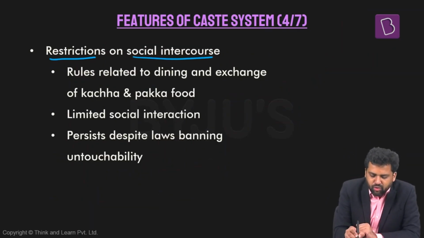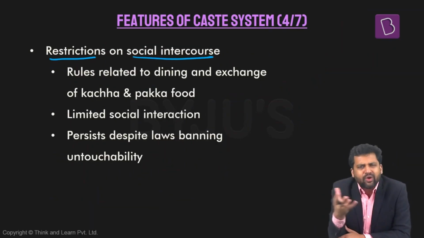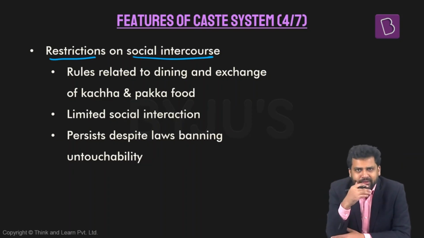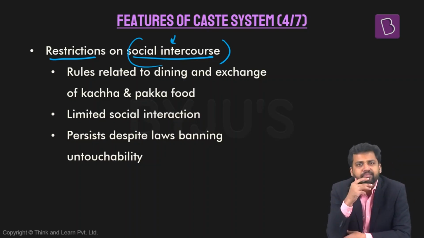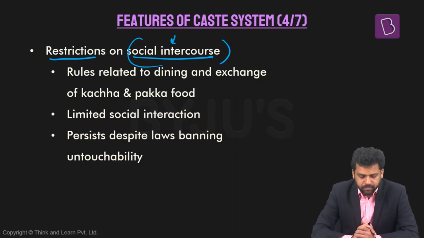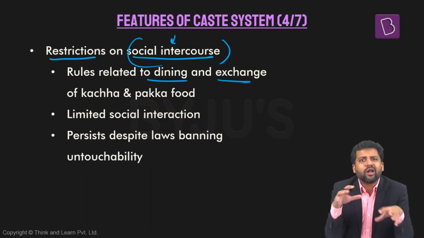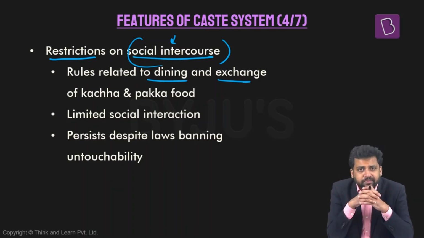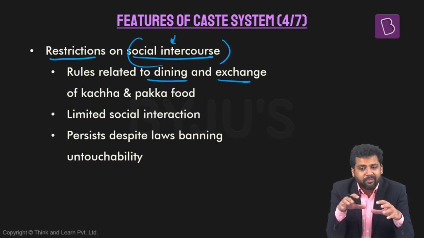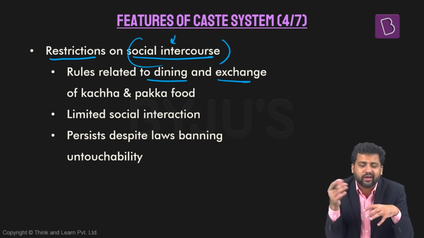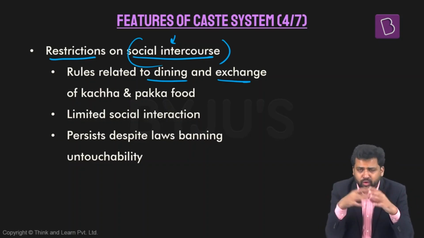Next one, restrictions on social intercourse. In society, you have different sets of people. There are different ways people interact with one another. There are different avenues for people to interact with one another. But the caste system imposes different kinds of restrictions on these interactions. For example, when it comes to exchange of food, when it comes to dining, there are different kinds of restrictions. As per the caste system, people belonging to different castes, castes which are at different positions in the hierarchy, are not supposed to sit together and eat. In fact, many of you would have noticed these things when you go to villages. There might be separate tables for people belonging to high caste. The lower caste members might not even be given a chair and table to have their food during different events.